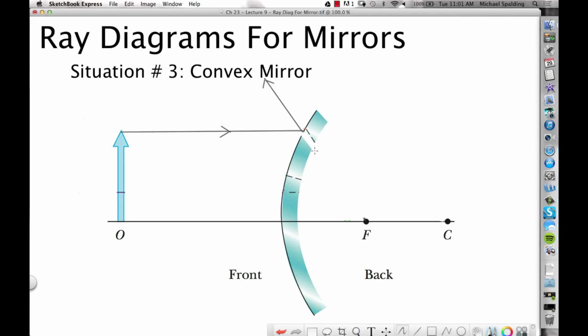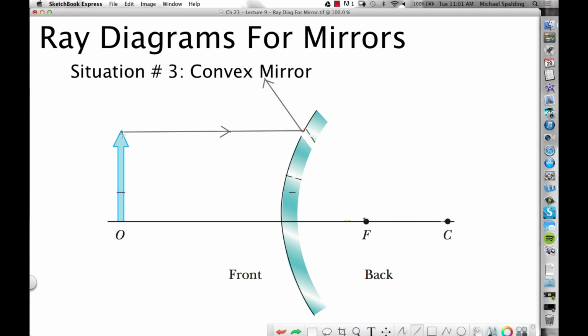So it goes like this. This guy comes in parallel and then reflects off the mirror so that he lines up with the focal point. See that? He lines up with the focal point. Okay? So ray number 1, parallel, lines up with the focal point, but doesn't go through the mirror. It reflects off the mirror. All right, what does ray number 2 do?